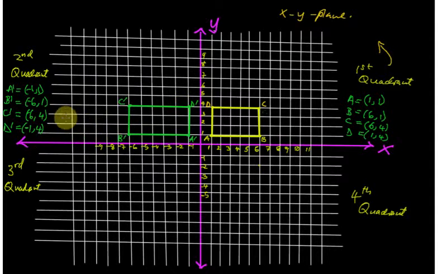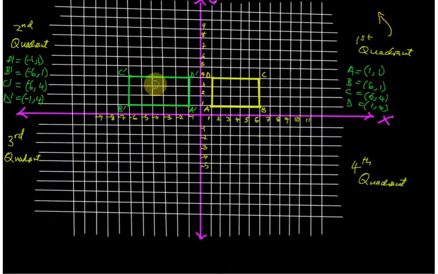Now see that the y values remain the same: 1, 1, 4, 4. But the x values in the image changed and became negative. They are the same, but they are negative. So they are multiplied by negative 1.